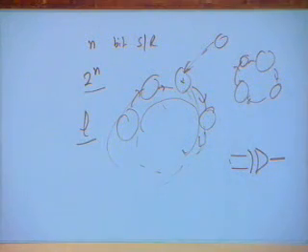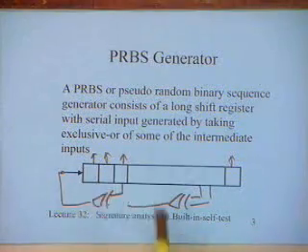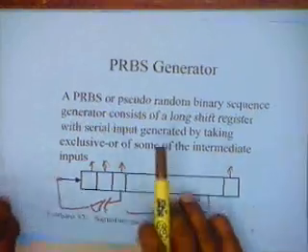So this is called PRBS. This is a PRBS sequence generator. We will also talk about how we accumulate the result in a minute, but first let us take a BIST example and show it.